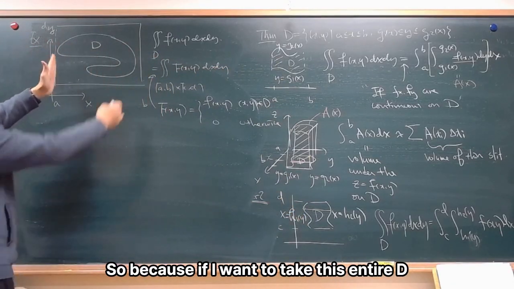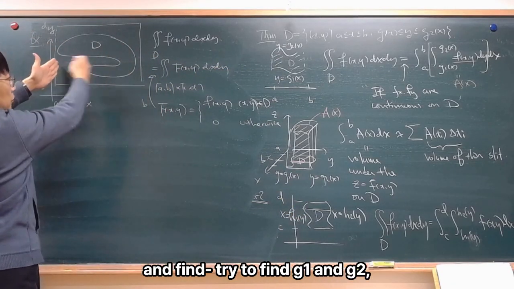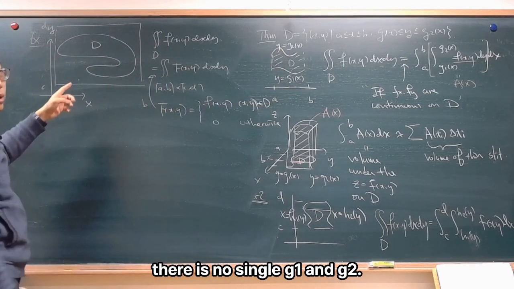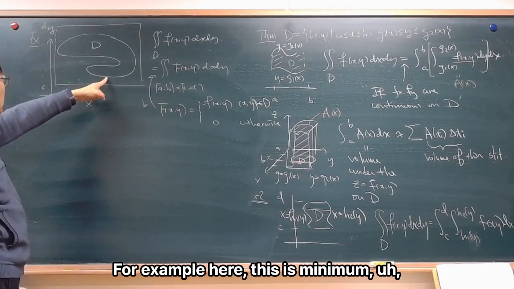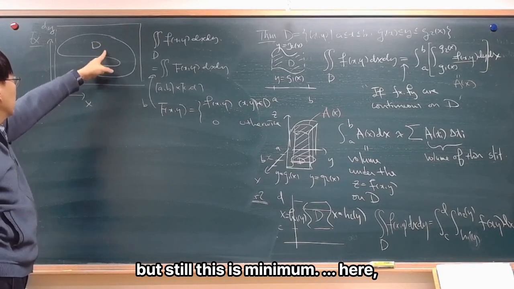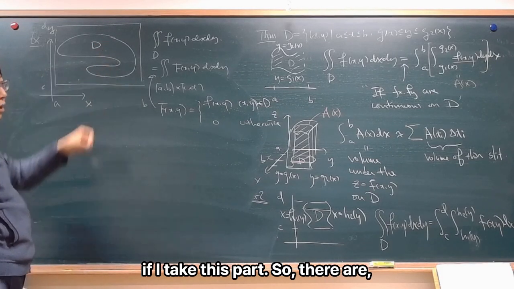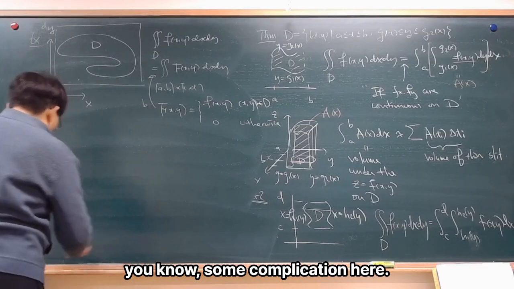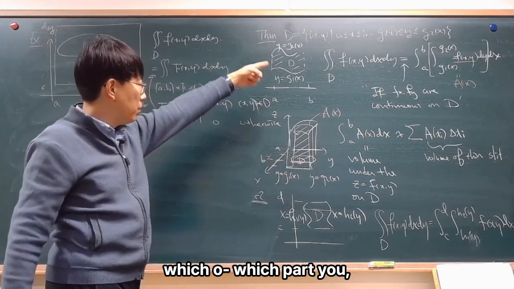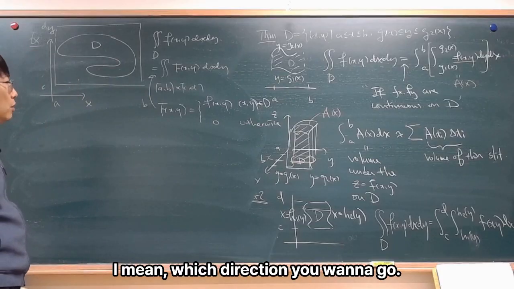Because if I want to take this entire D and try to find g1 and g2, there's no single g1 and g2. For example, here, this is the minimum if I take this part, but still this is the minimum here if I take this part. So there is some complication here. So you have to choose which direction you want to go.